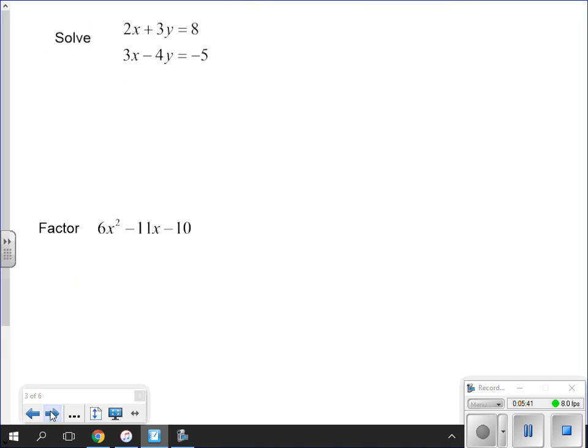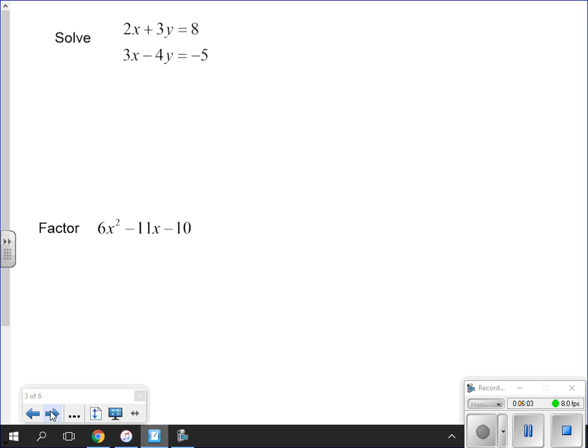Next problem. Solve this system of equations. There's a handful of ways to solve a system of equations. The first way I could do it is I could graph them. I don't want to graph them. Graphing is no fun. Graphing is a pain in the butt. It's not accurate. So the next thing, if I don't do graphing, is elimination.